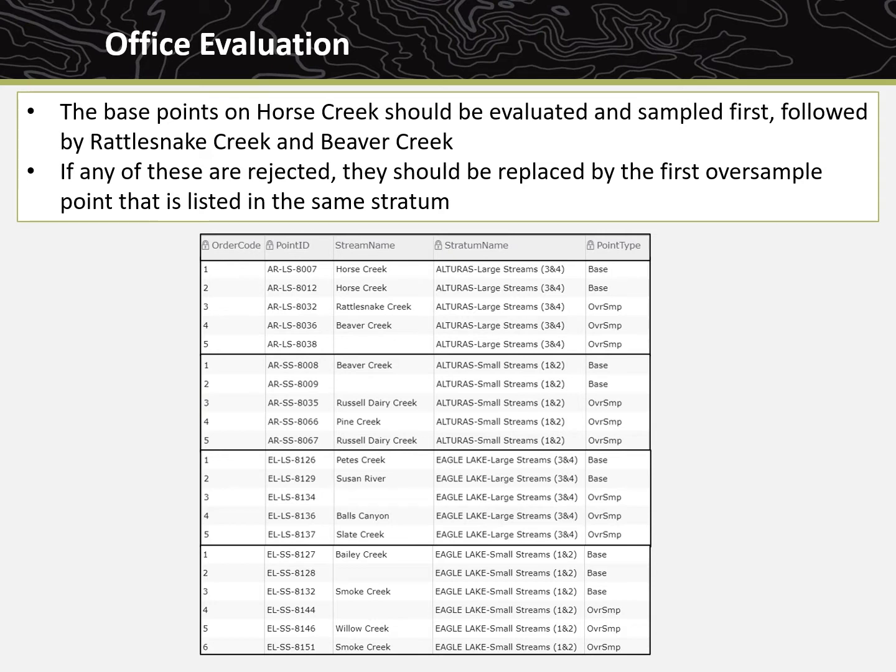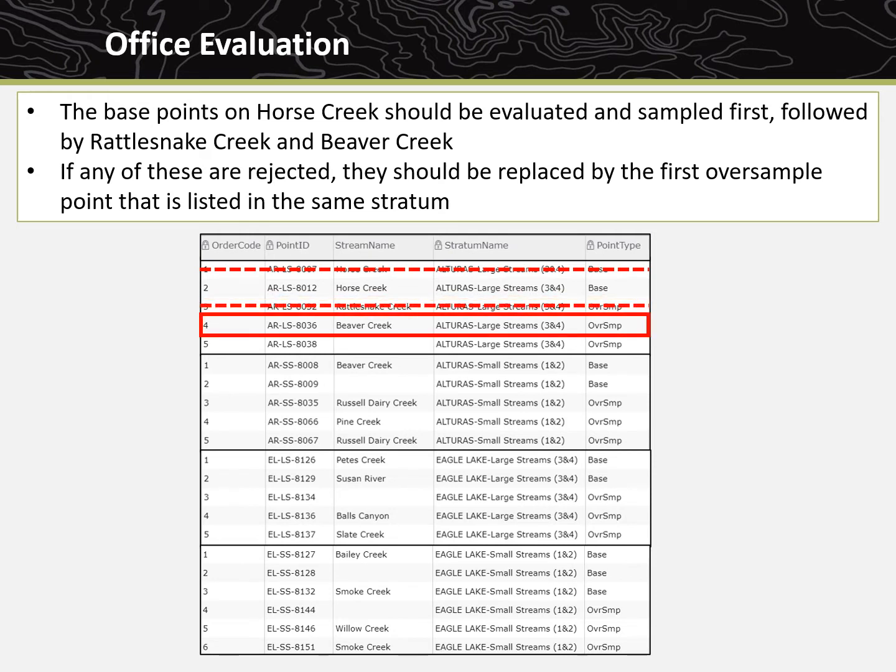If the first oversample point is also rejected, it will be replaced by the next oversample point until one is sampled to replace the original base point. For example, if the base point AR-LS-8007 on Horse Creek cannot be sampled, it should be replaced with Rattlesnake Creek. If Rattlesnake Creek also cannot be sampled, it should be replaced with Beaver Creek. This process is repeated until there is a sampleable oversample point to replace the original base point.